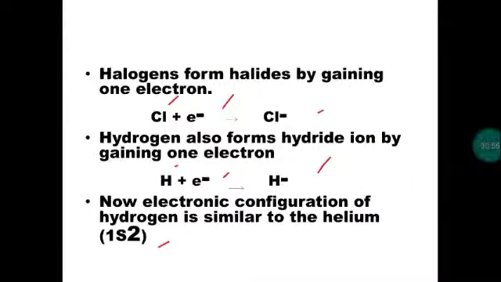Halogens will generally form halide ions to achieve the electronic configuration of noble gases. In the same way, when hydrogen accepts an electron, it forms the hydride ion. So when it accepts an electron, it reaches the electronic configuration of helium, 1s2.